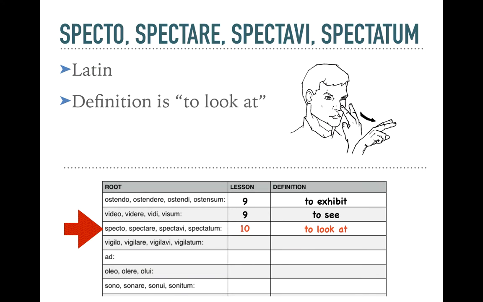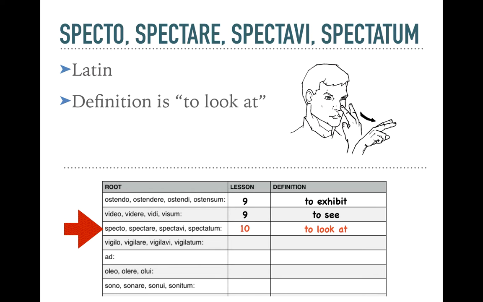Here we go. Our first root in lesson 10 is specto. Specto means to look at. Make sure that you add specto to your root card. Now, you'll notice that specto's definition, to look at, is very similar to both the definitions listed here already on the card, to exhibit and to see. I would really recommend during this lesson thinking of tips so that you can remember the difference between all of these roots that have to do with sight, because their definitions are really similar. And the next definition is also very similar. So coming up with some sort of trick or hint to help yourself is going to be really beneficial as we go through these roots.